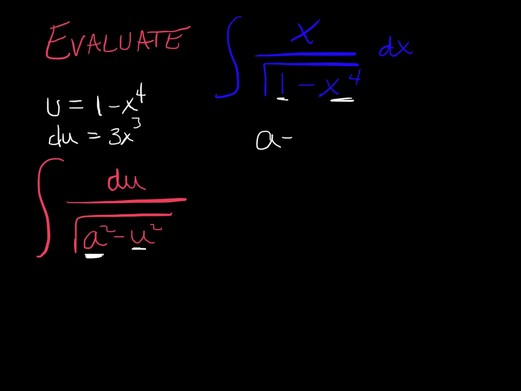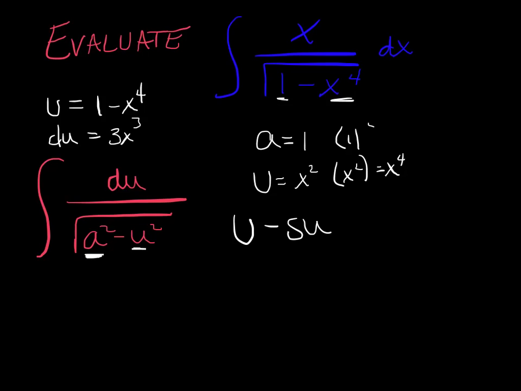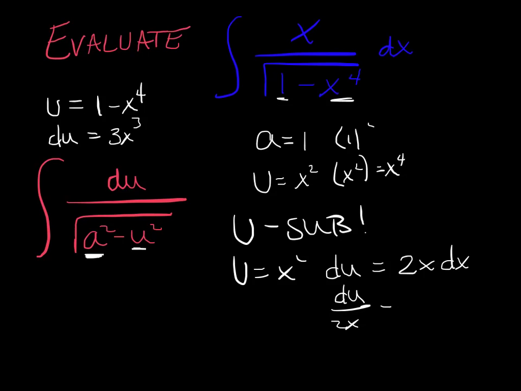So I would say my a equals 1, obviously because 1 squared is 1, and my u is actually x squared, because when I square x squared, I get x to the 4th. Okay, so my a is 1, my u is x squared. Now because I'm integrating, unlike deriving that we just did, I actually still need to do a u sub. So if my u is x squared, my du then is 2x dx, and I get du over 2x. Alright, so unlike what we just did, we need u substitution on this one.